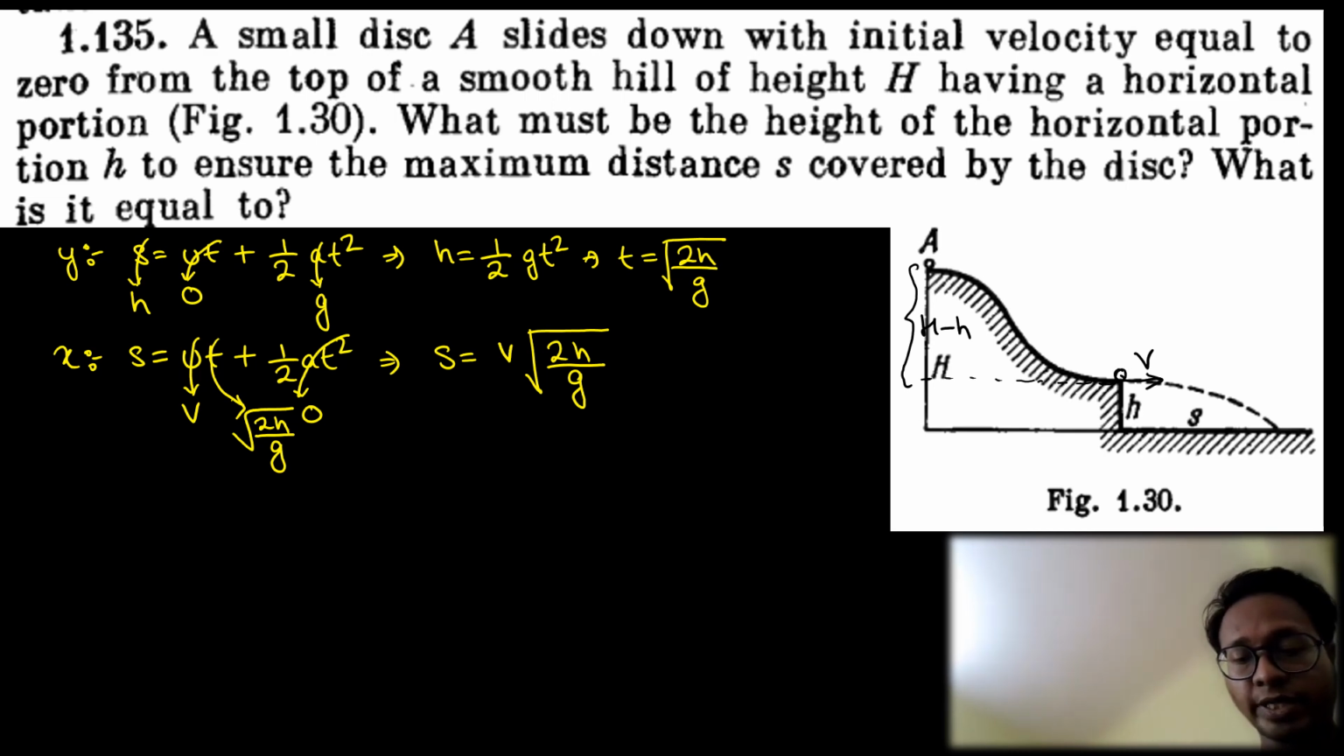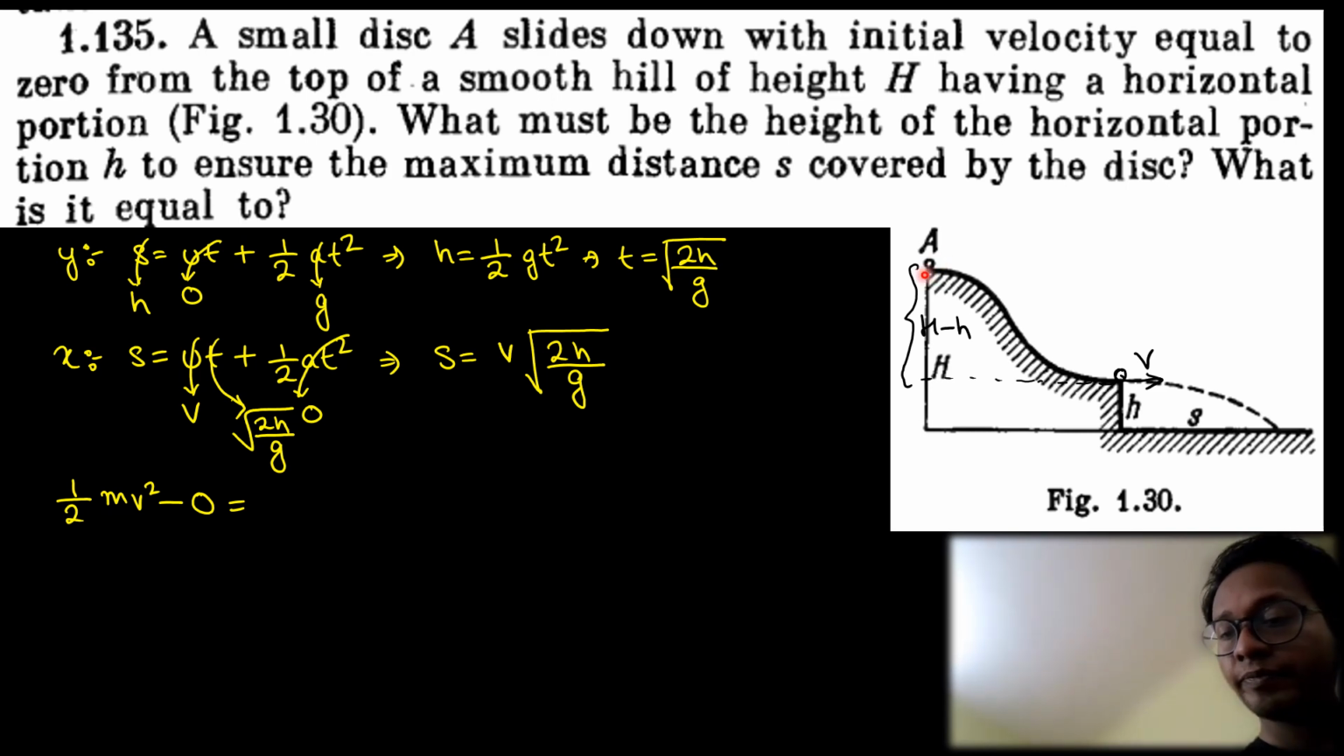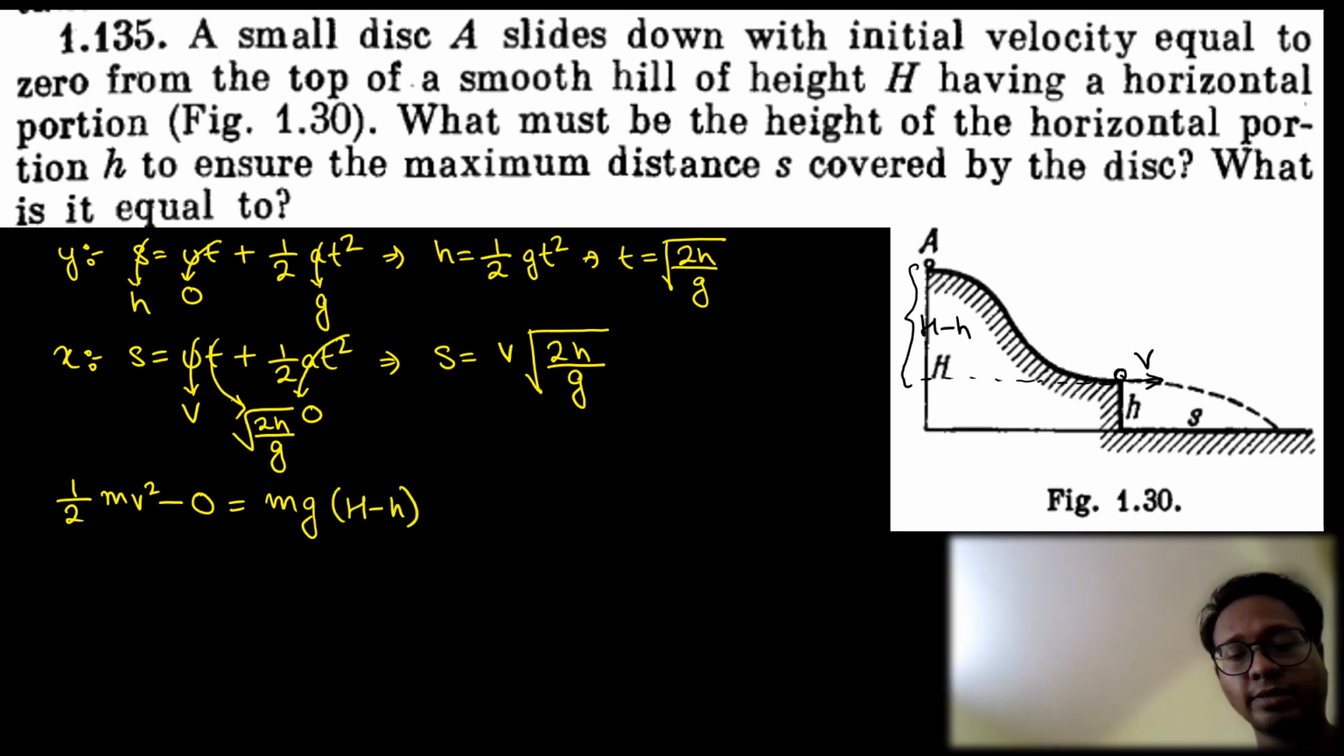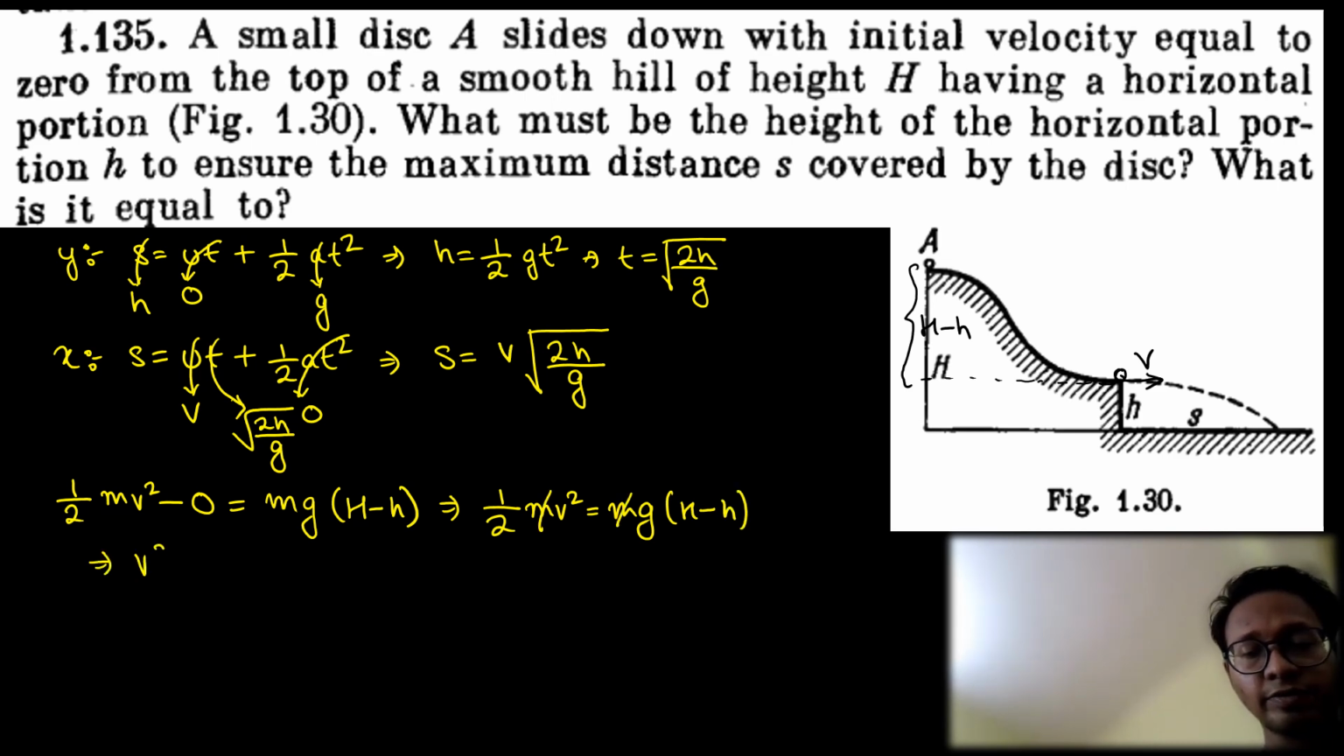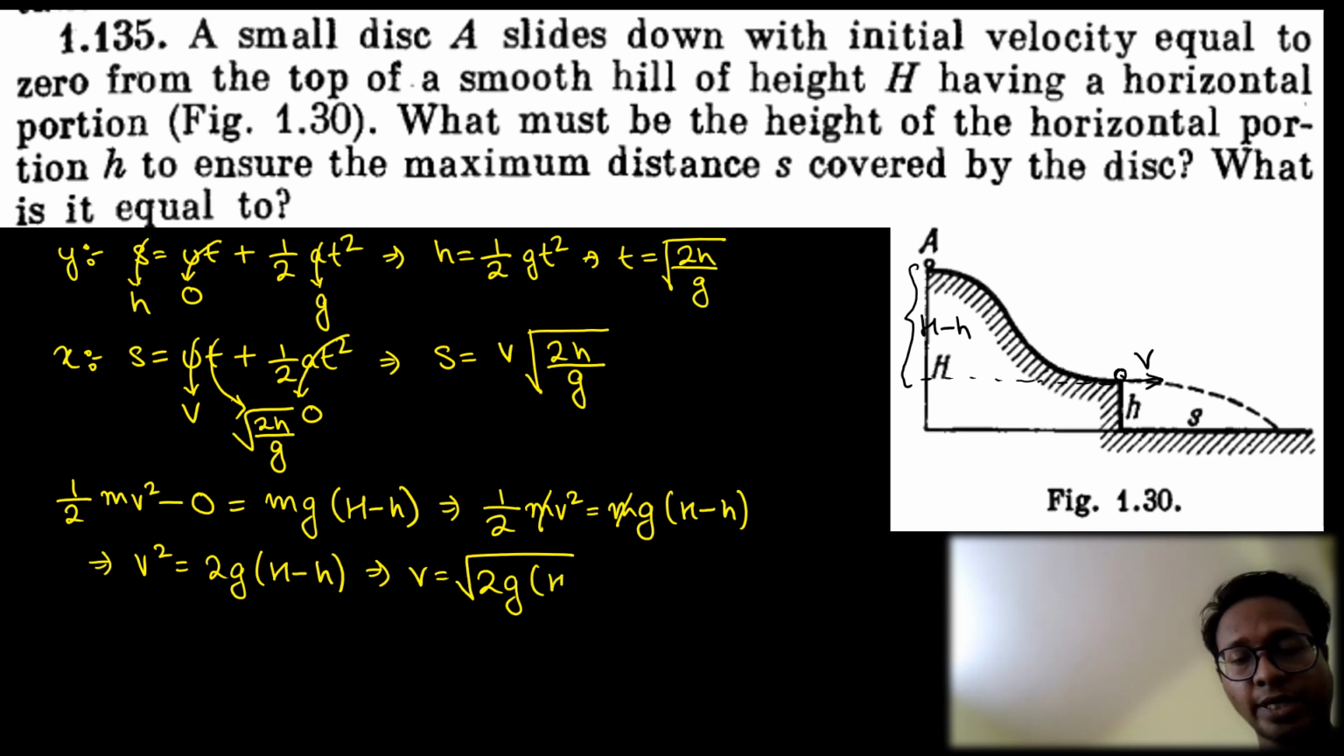If I apply the work energy theorem for the particle between these 2 points, I get final kinetic energy, that is half mv square, minus initial kinetic energy, which is equal to 0, equals the work done by all the forces. What is the only force doing work here? Gravity force. The normal force does 0 work and there is no friction force. So work done by gravity is mg(H minus h). Or half mv square is equal to mg(H minus h). M and M get cancelled, so v square is equal to 2g(H minus h), or v is equal to root of 2g(H minus h).